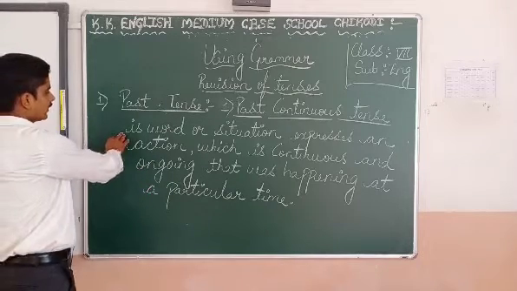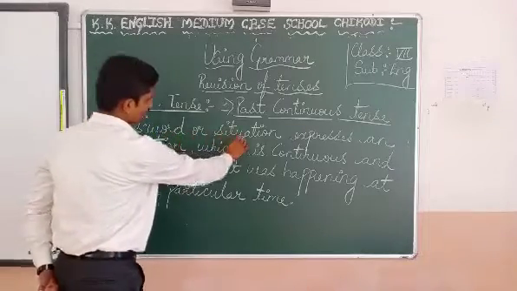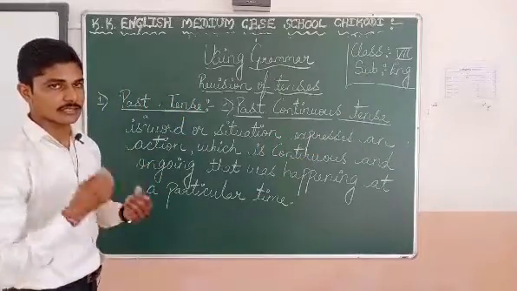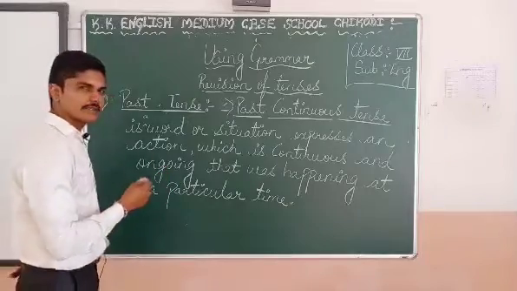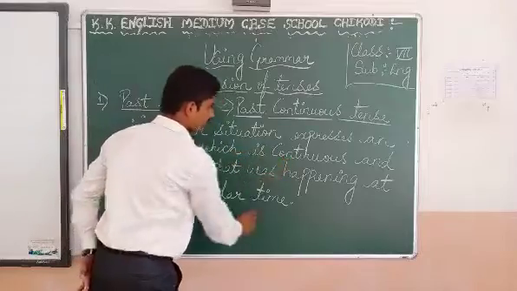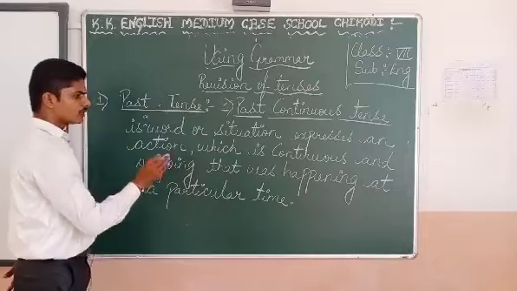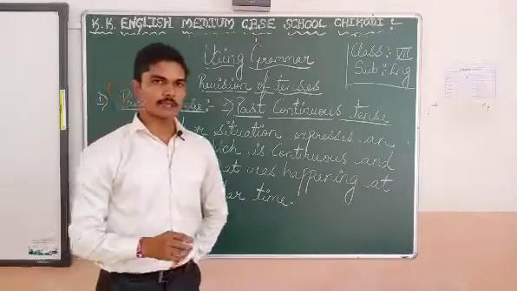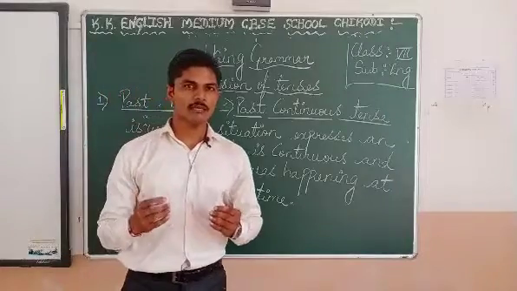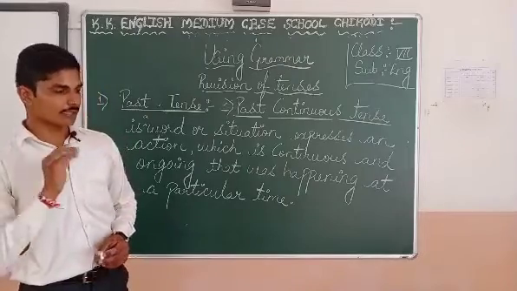See, past continuous tense is a word or situation that expresses an action. Writing, speaking, jumping are actions. And it is a verb also. Expressing an action which is continuous and ongoing, that was happening at a particular time. Okay, it expresses an action which is continuous and ongoing, and that was happening in the past at a particular time, is called past continuous tense.